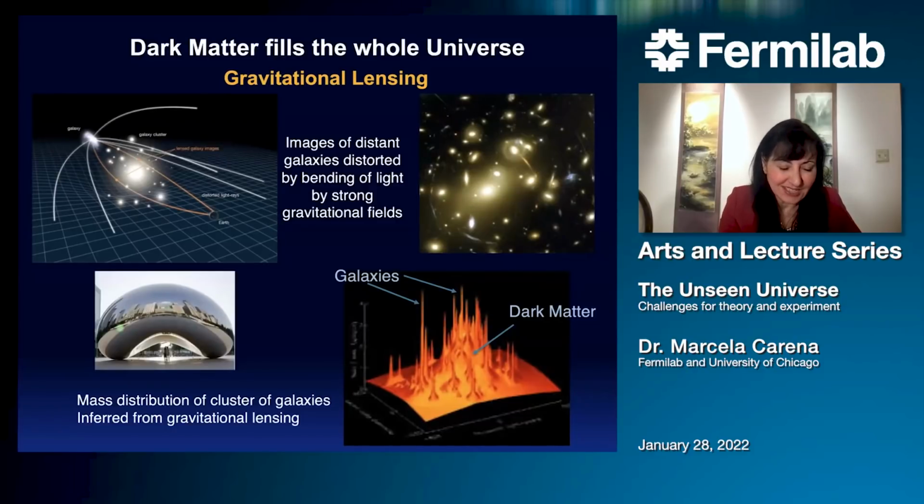I couldn't avoid putting this nice picture of distorted images from curved surfaces from our very own Chicago Bean. Not the same source, but a nice connection. So nowadays we can use very advanced computers to make a map of where all the mass has to be in order to produce these distorted images. As we see here, this map of the galaxies, these pointy spikes are galaxies, but then there is a big mountain of something else, and this is what we call dark matter.